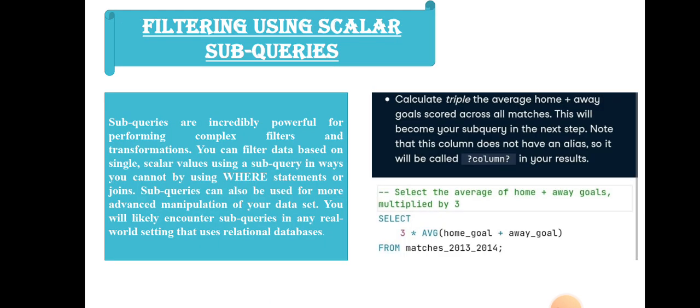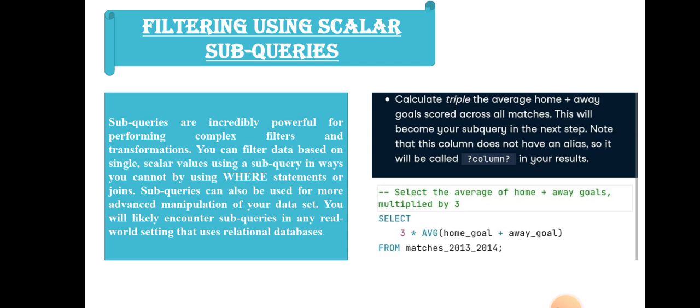So first is filtering using scalar subqueries. First of all, what are subqueries? Subqueries are incredibly powerful for performing complex filters and transformations. You can filter data based on single scalar values using subqueries in ways we cannot by using where statements or joins. Subqueries can also be used for more advanced manipulation of our dataset. We will likely encounter subqueries in any real-world setting that uses relational databases.